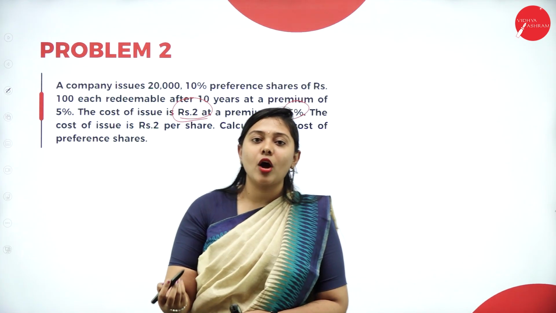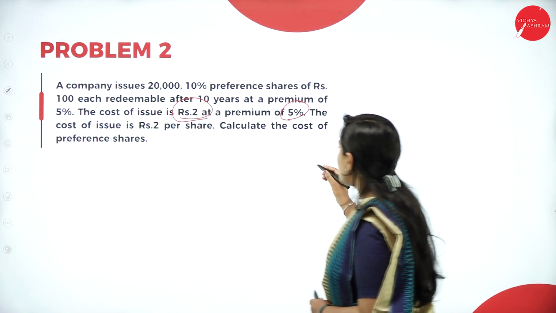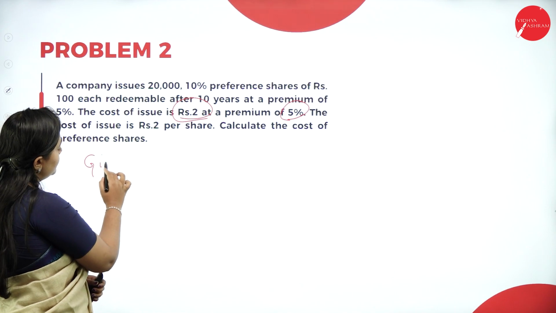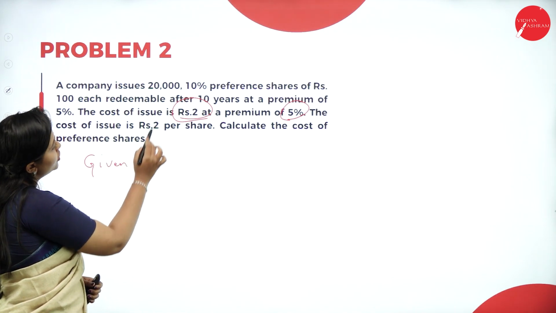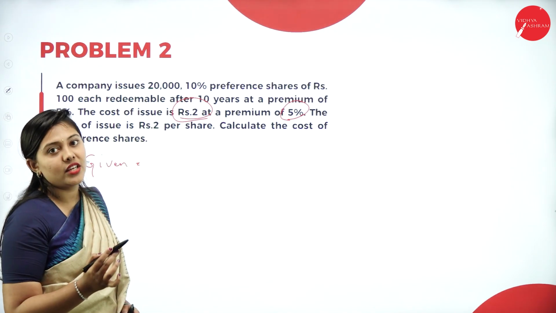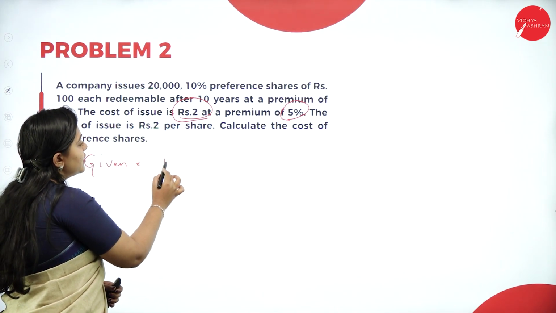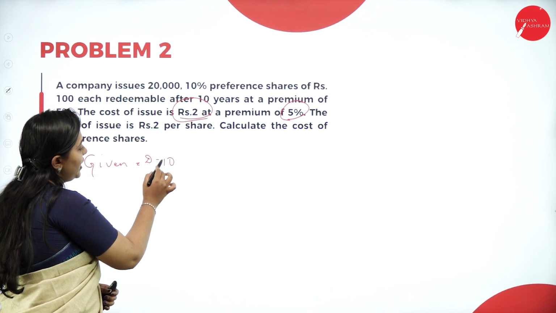Let us write down the given first. So what is given? Dividend is given, 10% preference share into 100, the dividend will be 10 rupees.